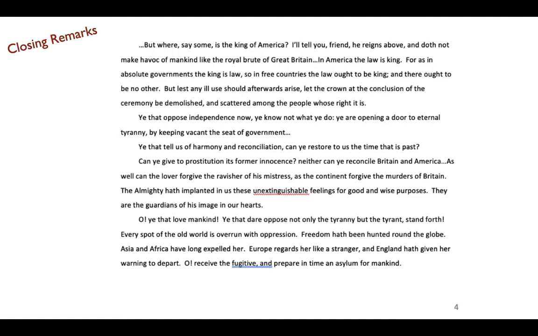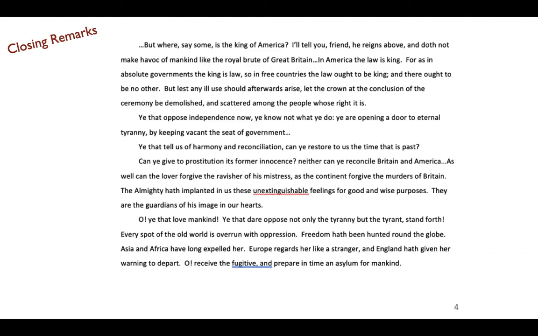It's like a conclusion. But where, say some, is the King of America? I'll tell you, friend, he reigns above, and doth not make havoc of mankind like the royal brute of Great Britain. In America, the law is king, for as in absolute governments the king is law, so in free countries the law ought to be king, and there ought to be no other. But lest any ill use should afterwards arise, let the crown at the conclusion of the ceremony be demolished and scattered among the people whose right it is.